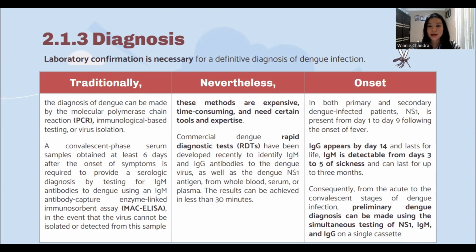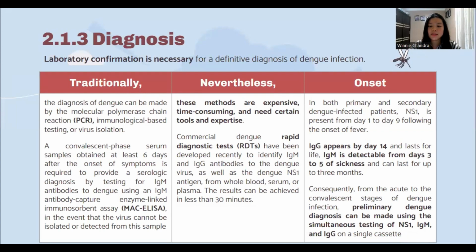I'm going to talk about the diagnosis of dengue hemorrhagic fever. Laboratory confirmation is necessary for a definitive diagnosis of dengue infection. Traditionally, the diagnosis of dengue can be made by the molecular polymerase chain reaction or PCR, immunological-based testing or virus isolation, and also ELISA. Nevertheless, these methods are expensive, time-consuming, and need certain tools and expertise.